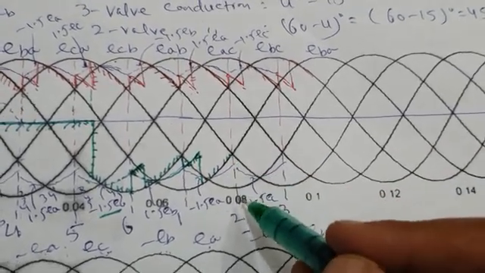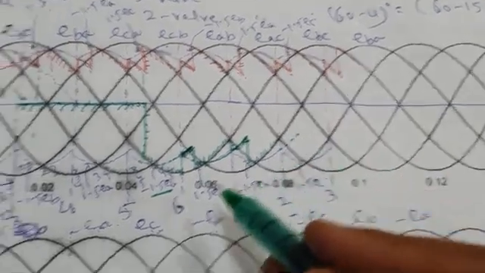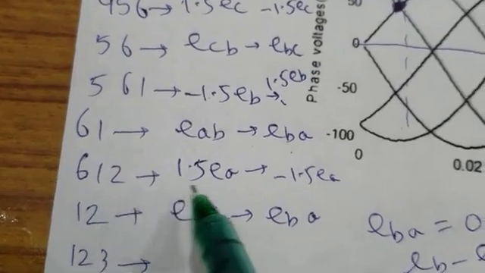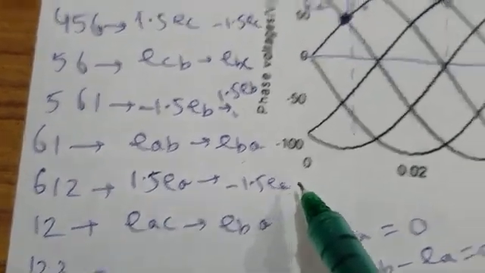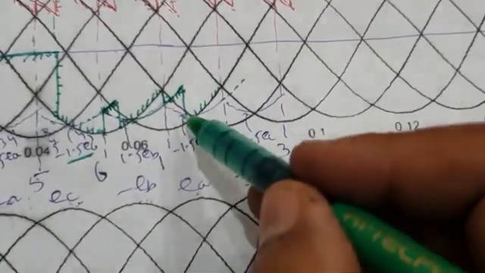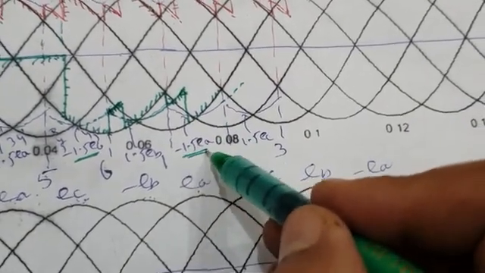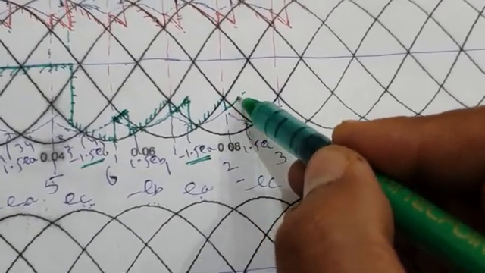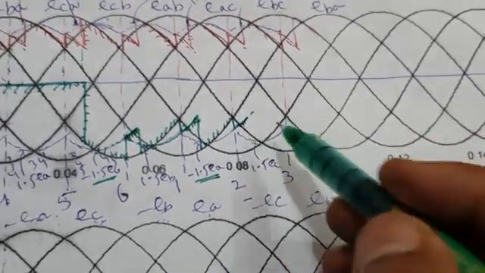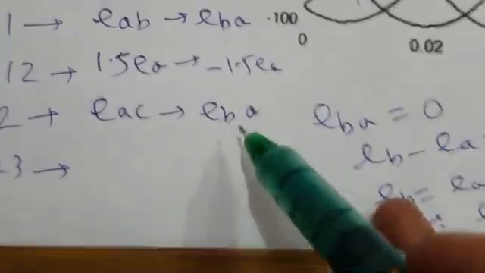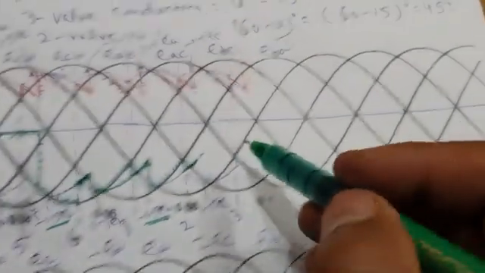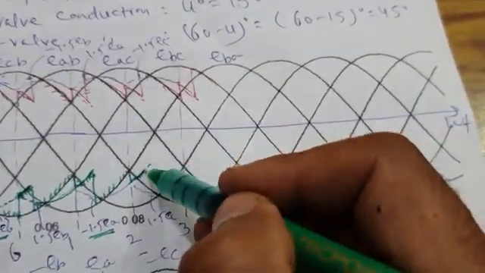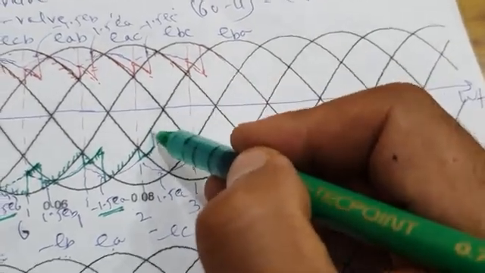So when valve 2 is fired, what is the voltage? When valve 2 is fired, that means 6-1-2 is conducting. Your valve voltage is minus 1.5 EA. Why is it minus 1.5 EA? This is your minus 1.5 EA. So for 15 degrees, it will follow this. From here to here is 15 degrees. After that it is again EBA. It is again EBA, the upper curve. This is EBA. So it will follow this till the next instant of firing.